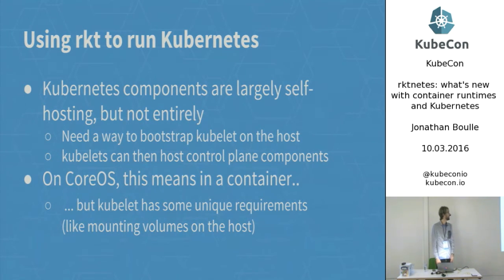So the other way that we integrate Rocket with Kubernetes is actually using Rocket itself to run Kubernetes. Kubernetes is largely self-hosting, so the control plane and stuff can run on top of the kubelet. But fundamentally, you need to bootstrap a kubelet somewhere on the host. And since on CoreOS every application we run is in a container, we need to do this in a container. But the kubelet has some special responsibilities since it needs to do things like mutate mounts and stuff like that.